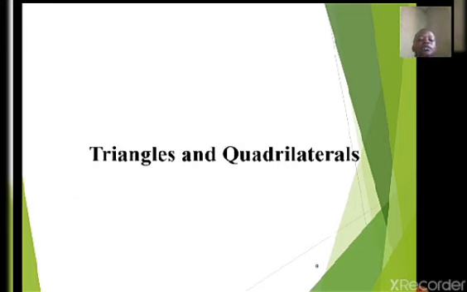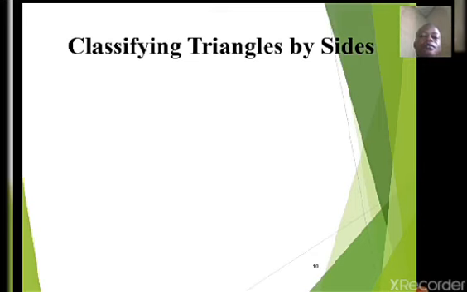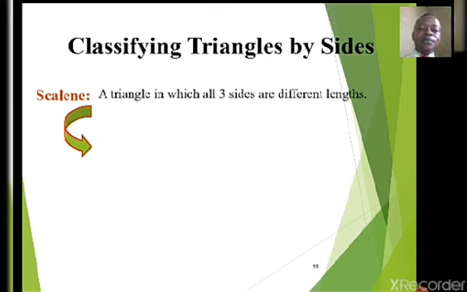Then let's quickly talk about triangles and quadrilaterals. How do we classify triangles? We use two major yardsticks in the classification of triangles. We use sides, and at the same time we use angles. Let's talk about classification of triangles by sides. The first one is scalene. A scalene triangle is a triangle in which all the three sides are of different lengths.